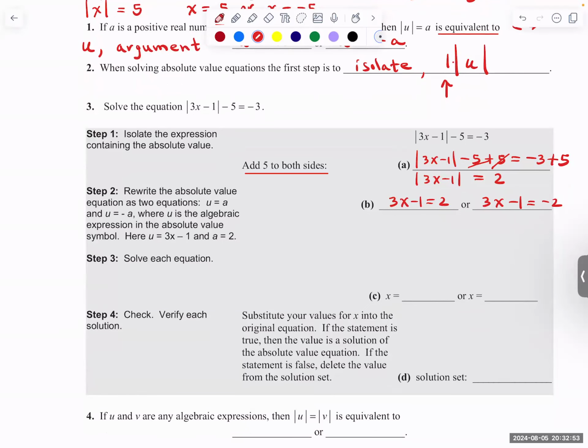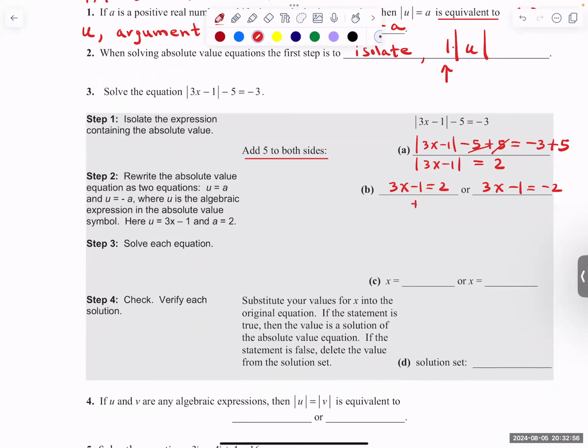So now we solve these 2 equations. We add 1 to both sides on the first equation. Then we have 3x equals 3. And divide by 3 on both sides. We have x equals 1. On the second equation, if we add 1 to both sides, then we have 3x is equal to -1. Divide by 3. So the second solution is -1/3.